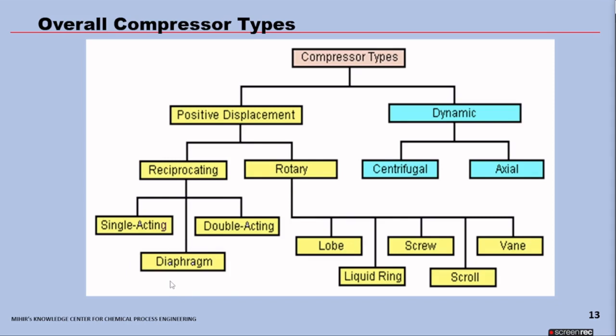For example, hydrogen filling stations where you need very high pressures of 750 bars, 350 bars. Diaphragm compressors prevent any contamination from oil in the gas. Then you have rotary compressors. You have lobe compressor, screw compressor, vane, liquid ring, scroll. And then for the dynamic, you have centrifugal and axial compressors.